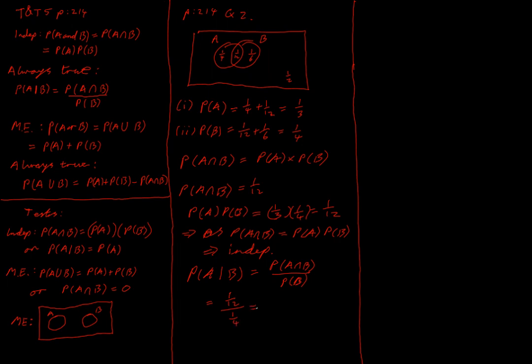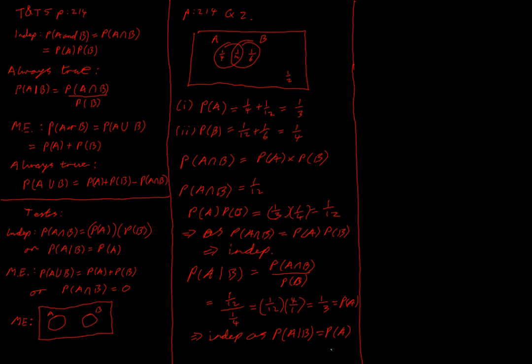If I'm dividing by a fraction, I invert and multiply. A very important method that we need to remember. And that gives us a third, which is equal to the probability of A. Therefore, I would write down an equivalent argument here: therefore independent, as the probability of A given B is equal to the probability of A. So the fact that B has happened has had no effect on the probability of A.